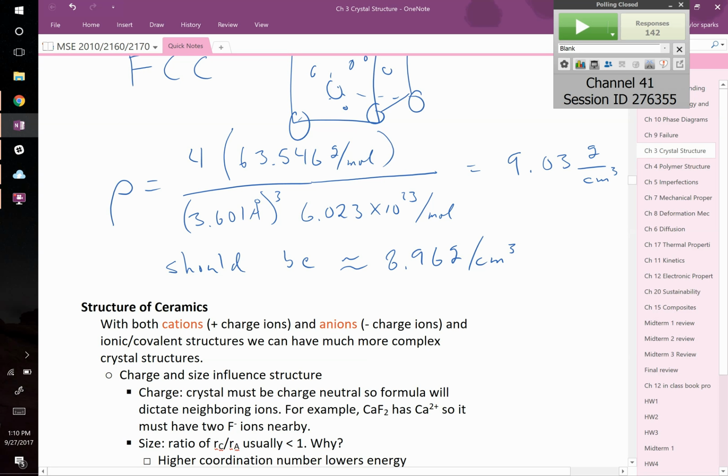Yeah, what do you think? Flaws? Like empties? Vacancies? Yeah, vacancies, which we haven't covered yet in this class. We're going to come back to that. Basically, where you expect an atom to be, it might not be there. What else might account for this difference in density?